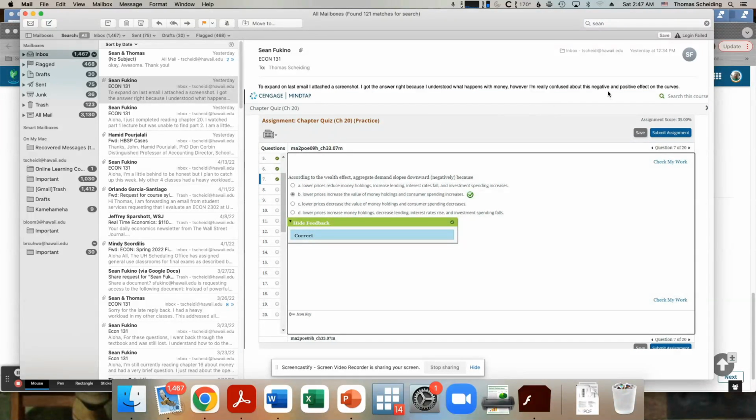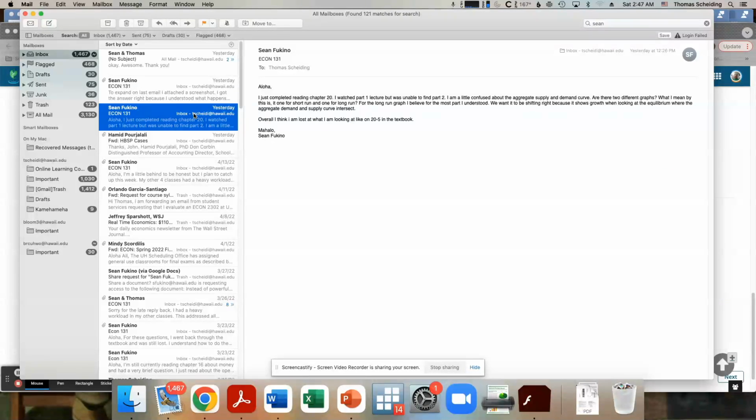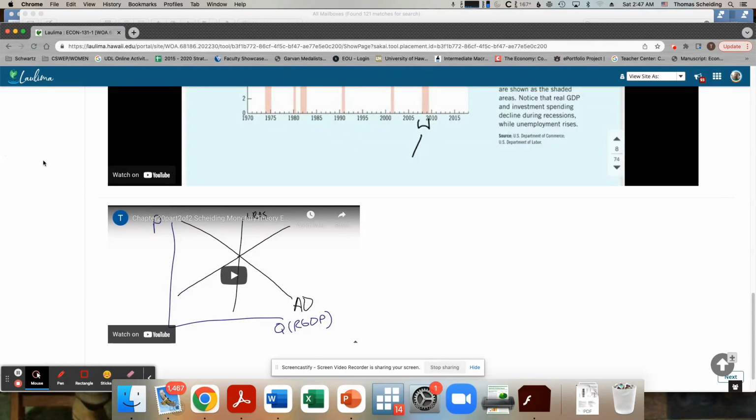So when we say negative and positive effect on the curves, we're talking about moving to the left or the right along the aggregate demand curve. That's what we're really talking about there. And so going back to your question here, let's try to explain this as best I can.